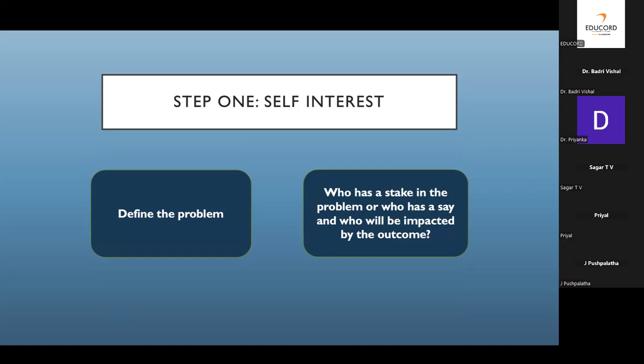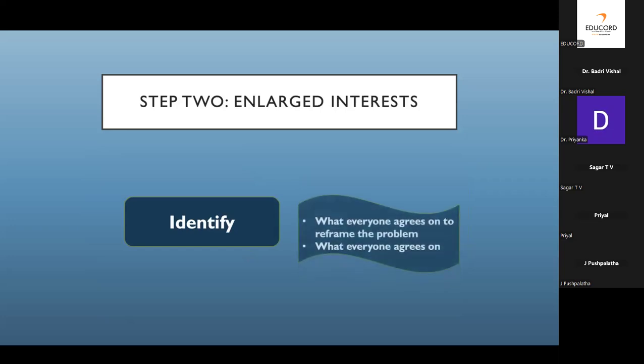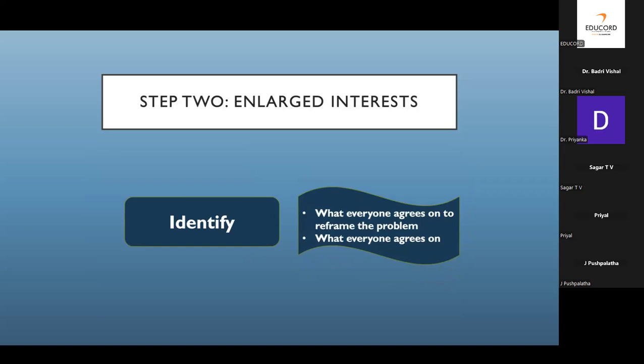Who will be impacted by the outcome? Will it be you? Will it be the patient? How much will he or she be impacted? You have to analyze it for your self-interest. The second is your enlarged interest. For enlarged interest, you need to identify what everyone agrees on to reframe the problem. So you need to identify where this common ground is coming from.